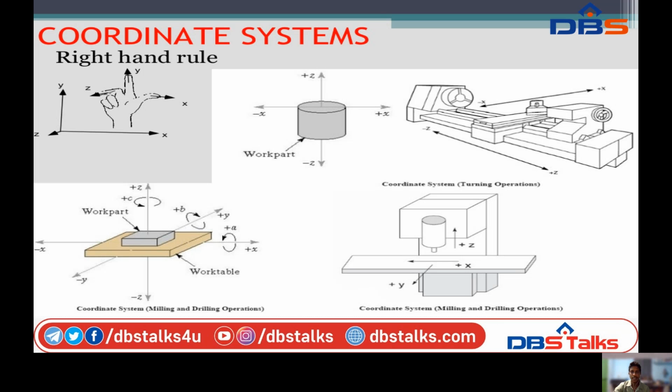In this, I am showing plus x. The right side will be plus x, the left side will be minus x. After that, the above part will be plus z, the below part will be minus z. This is the coordinate system. I am following the right hand rule. So for that cause, the right hand section will be the work part, and the right hand section will be plus z.